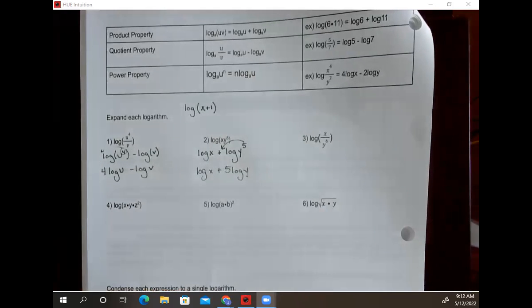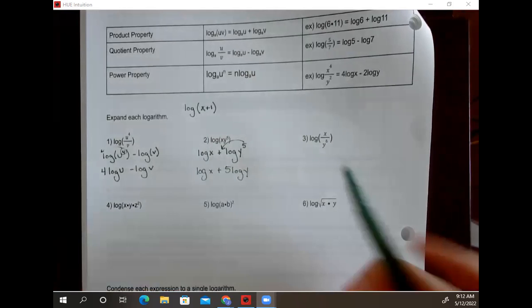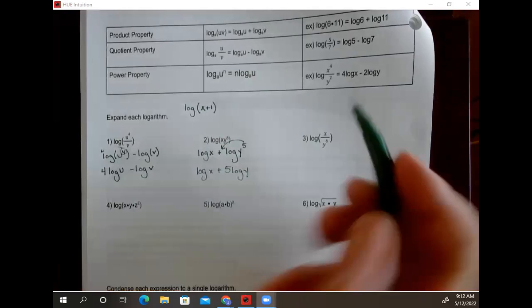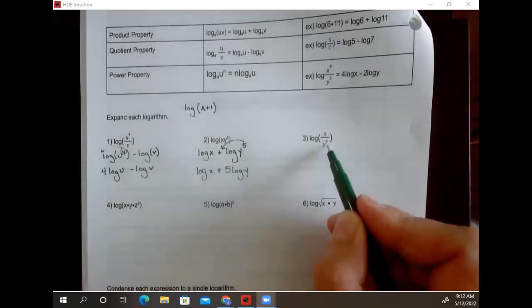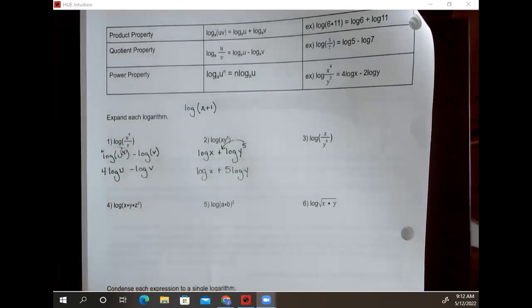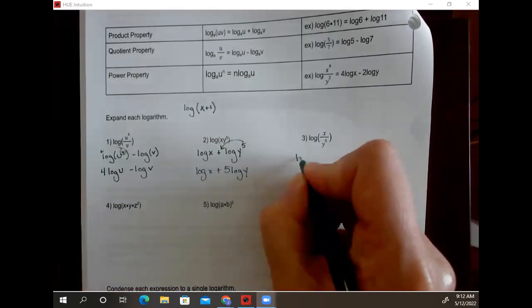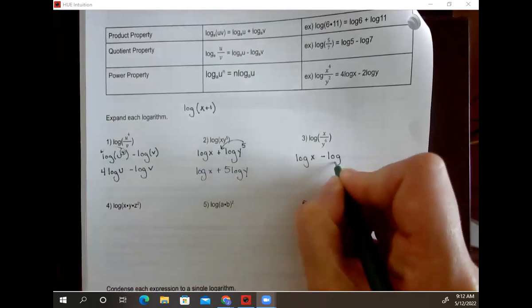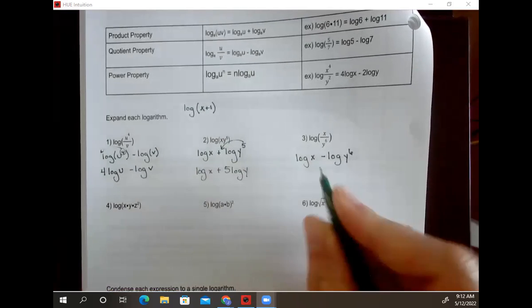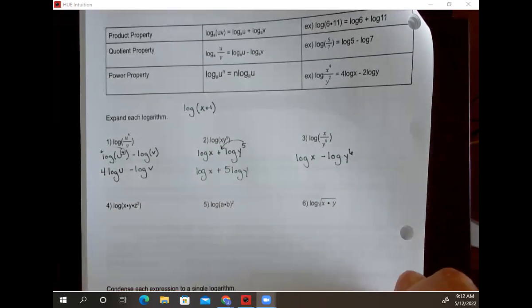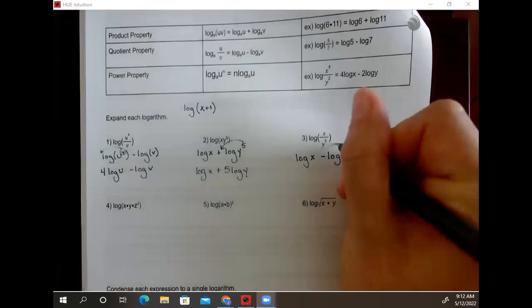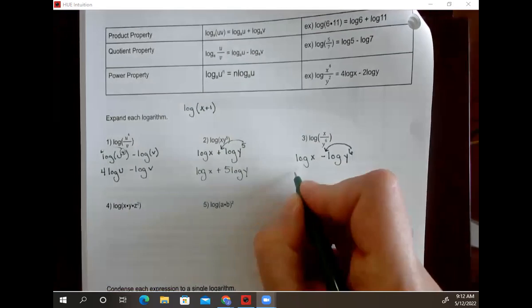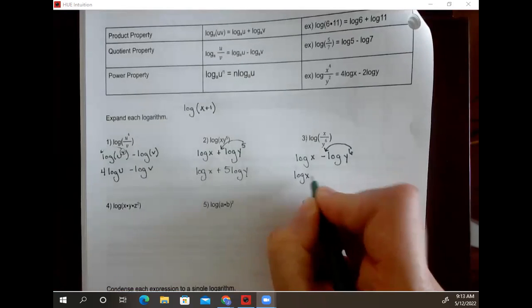There's my expanded log. Number 3 is really similar to number 1, but this time it's that bottom number that has the exponent. That's okay. I still treat this exactly the same way. So it's the top minus the bottom. So log of x minus log of y to the 6th. And then we use that power property to bring that exponent in front.